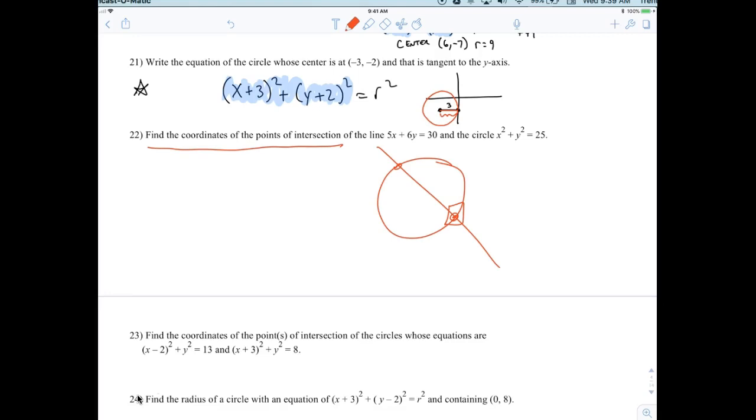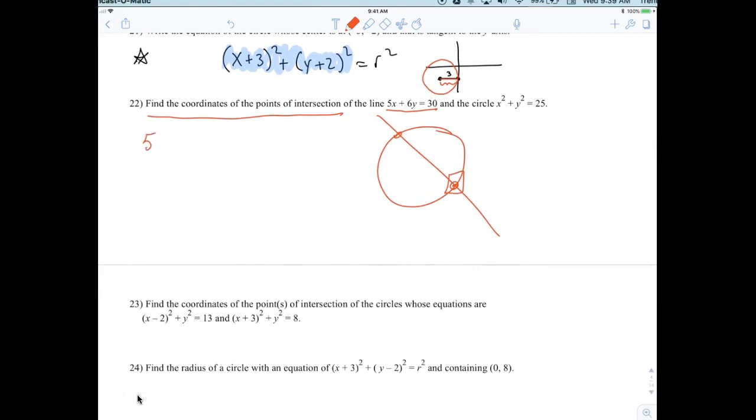So the problem here, it doesn't have the same format. So you have to solve that for y or for x and then substitute in. All right? So let's look at that. Y is equal to negative 5/6 x plus 5. Is everybody good with that? We just solved this for y.